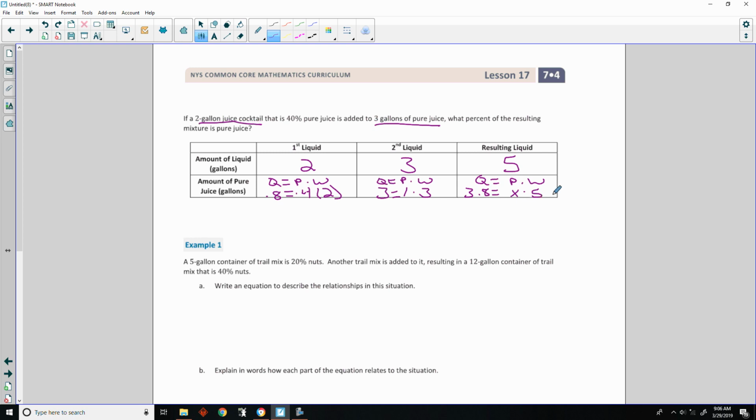If I divide 3.8 by 5, then X equals, now there's a trick to dividing by 5. Dividing by 5 is the same as multiplying by 2 and moving the decimal. So 38 times 2 is 76, and move the decimal one place to the left, so X is 0.76 or 76%.